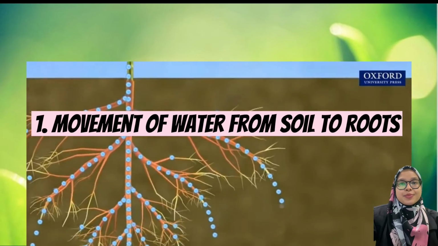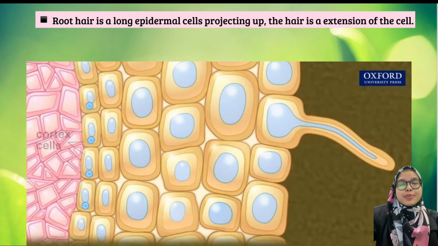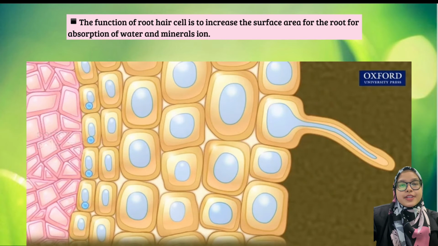The first one is the movement of water from soil to roots. Root hair is a long epidermal cell projecting up. The hair is an extension of the cell. The function of the root hair cell is to increase the surface area of the roots for absorption of water and mineral ions.